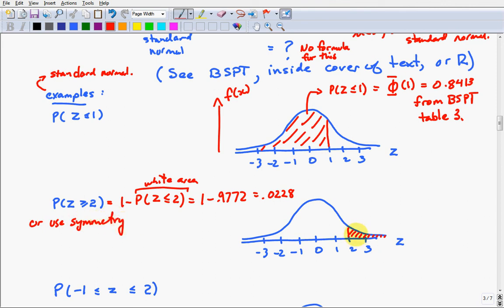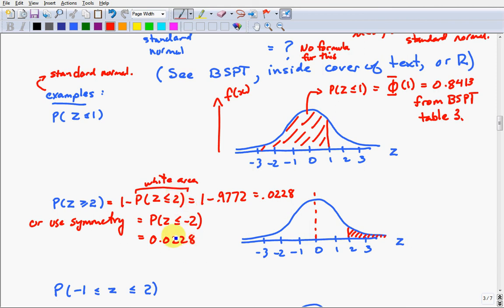You could say, well, this thing is symmetric about 0. So that means the probability that I'm 2 or bigger is exactly the same as the probability that I'm minus 2 or less. This is the same as the probability that z is less than or equal to minus 2. That's the opposite tail. And so if you look that up in the table, you get 0.0228. In fact, that's exactly the answer we got above, but I looked this up directly in the tables. You can check the tables yourself and verify that it's true.